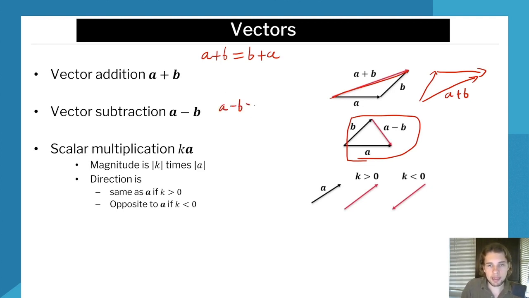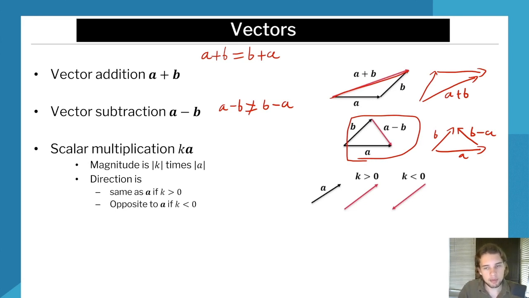A minus b does not equal b minus a, because let's instead do this line as b minus a. We have a and b. Now b minus a goes in the opposite direction. So it might have the same magnitude, but it doesn't have the same direction. It actually has the direct opposite direction. So they are not commutative in terms of subtraction.